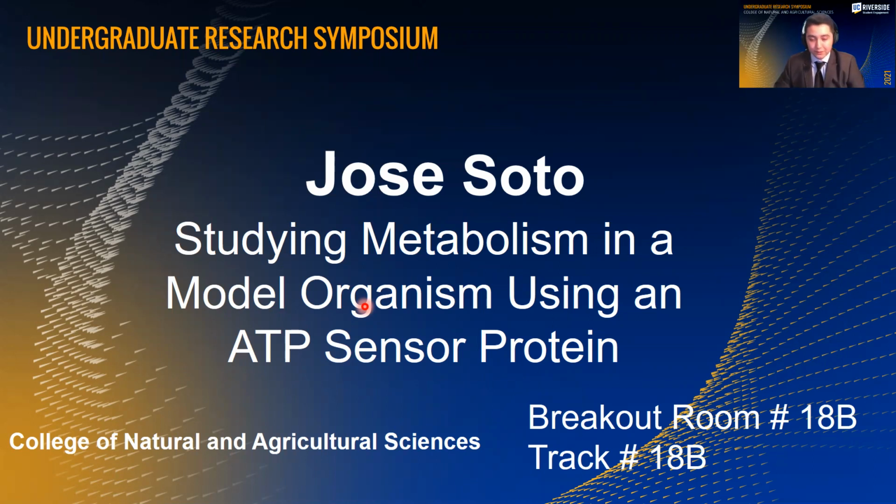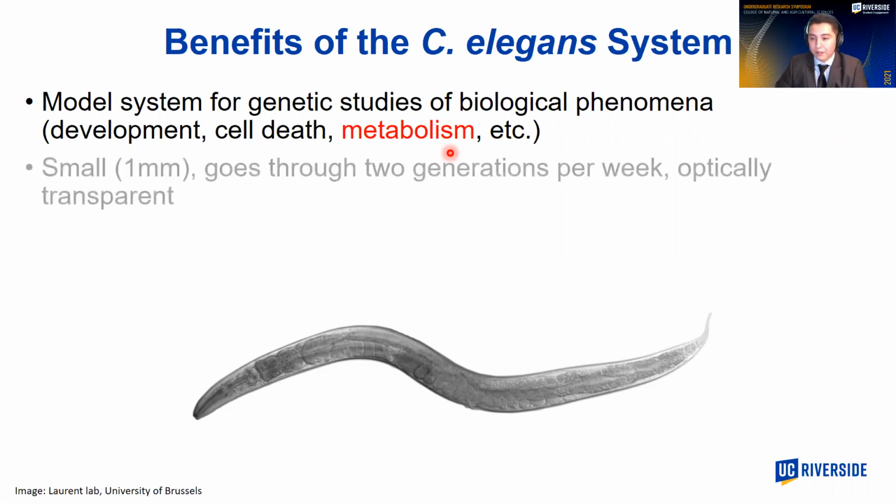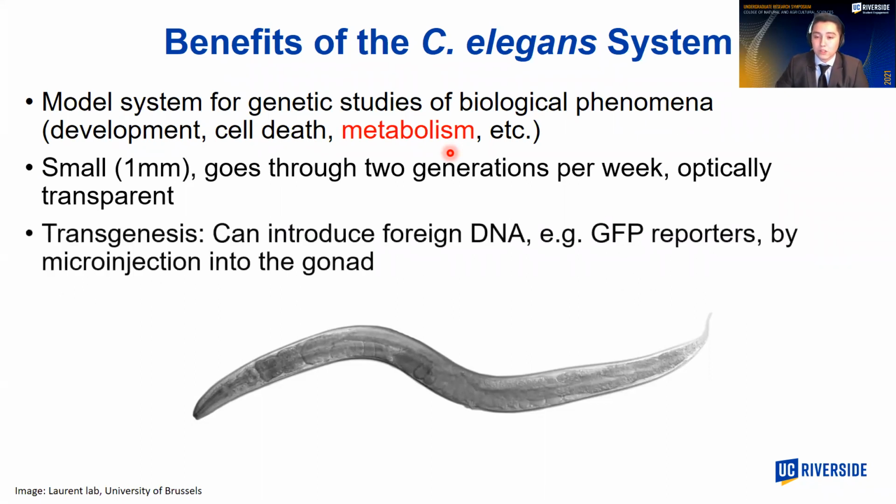So in our lab, we use the C. elegans as our model system for the genetic studies of biological phenomena, including metabolism. C. elegans are a species of nematodes, and they're these small worm-like creatures. They're about 1 millimeter in size. They go through about 2 generations per week, meaning they have a very rapid life cycle, and they produce lots of identical offspring, making them very useful tools for experiments, in addition to the fact that they're optically transparent, making them useful for when we introduce foreign DNA, such as GFP reporters, to perform our other experiments.